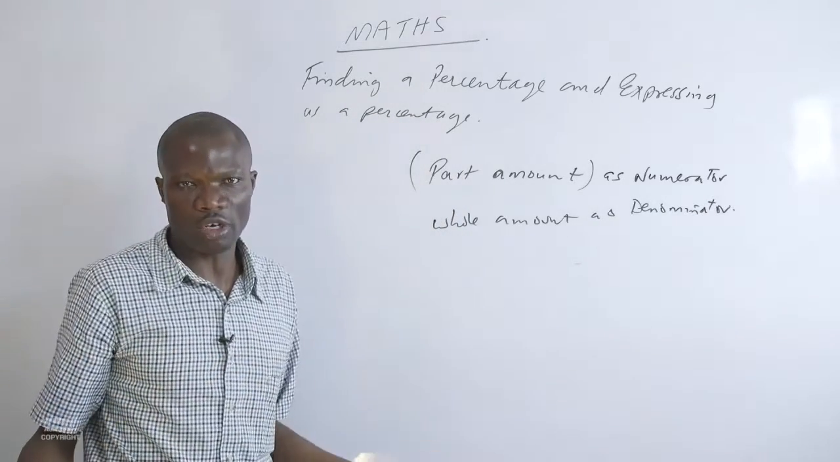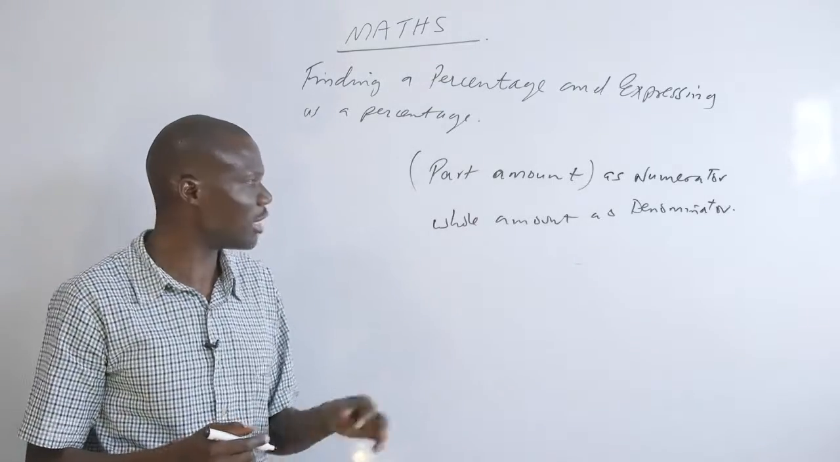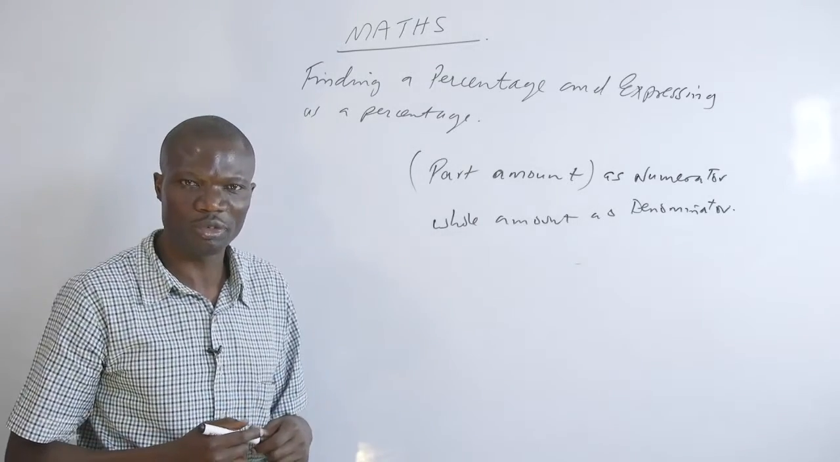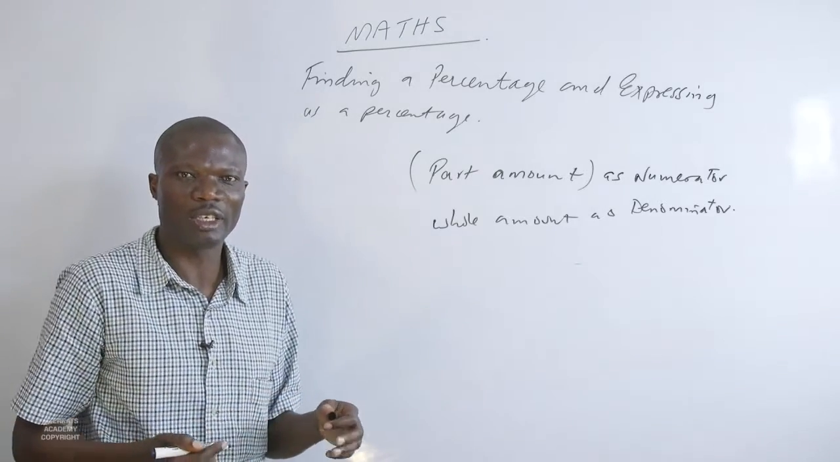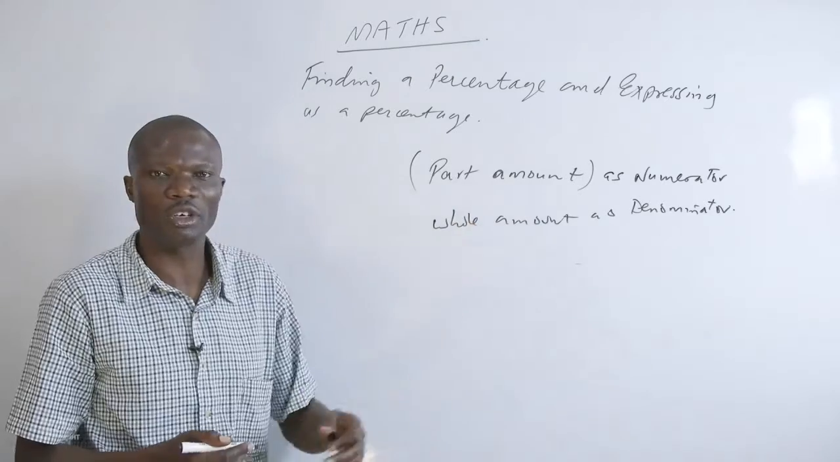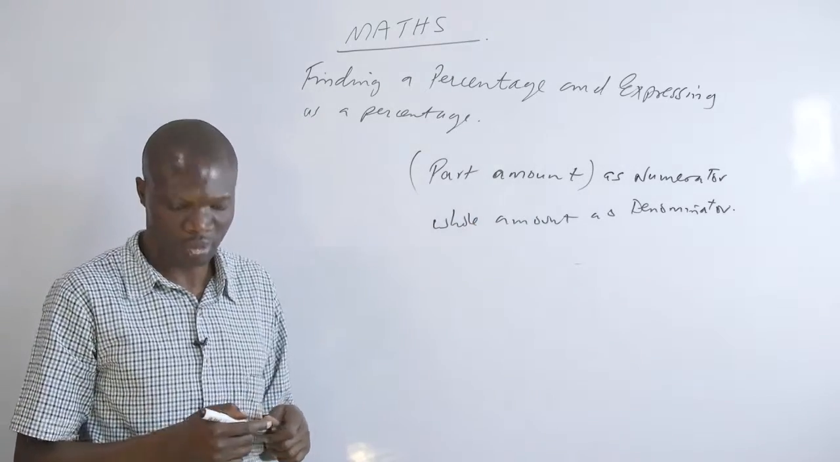I give you a test out of 15. So the whole, if you score everything in that test, that is the whole amount, you'll have scored 15. But you only manage to get a little part of it. That is the part of it, and we give that part as the numerator.